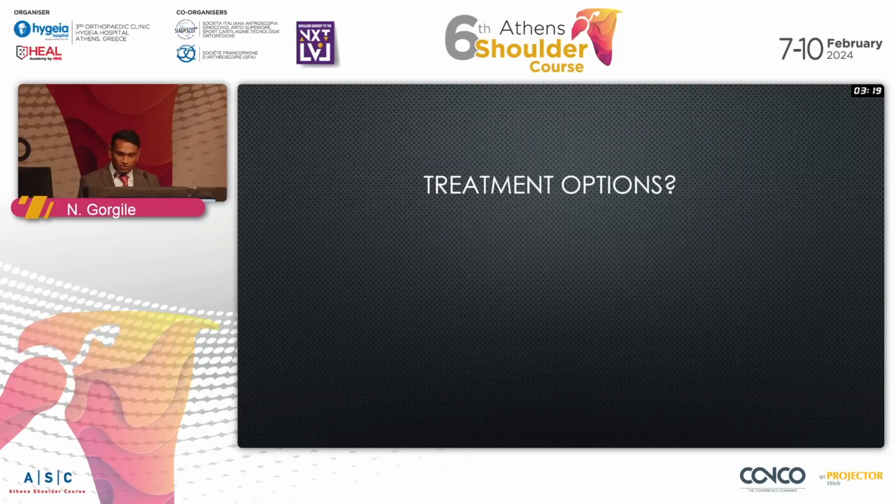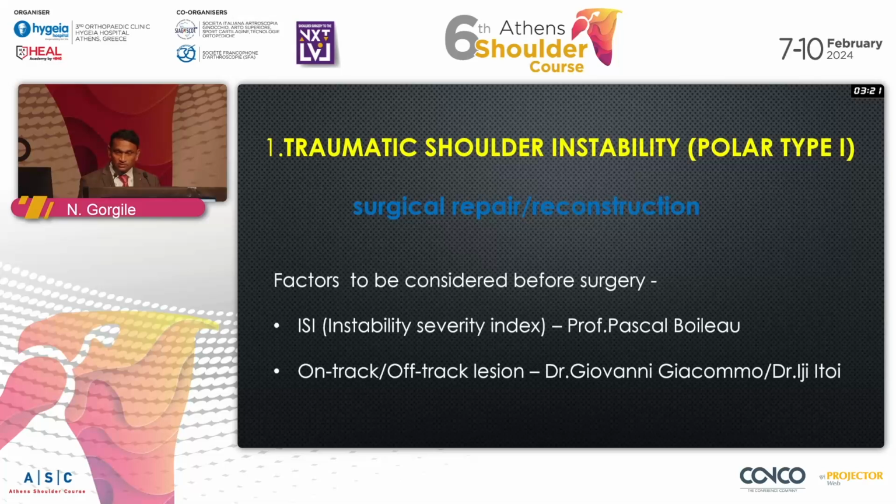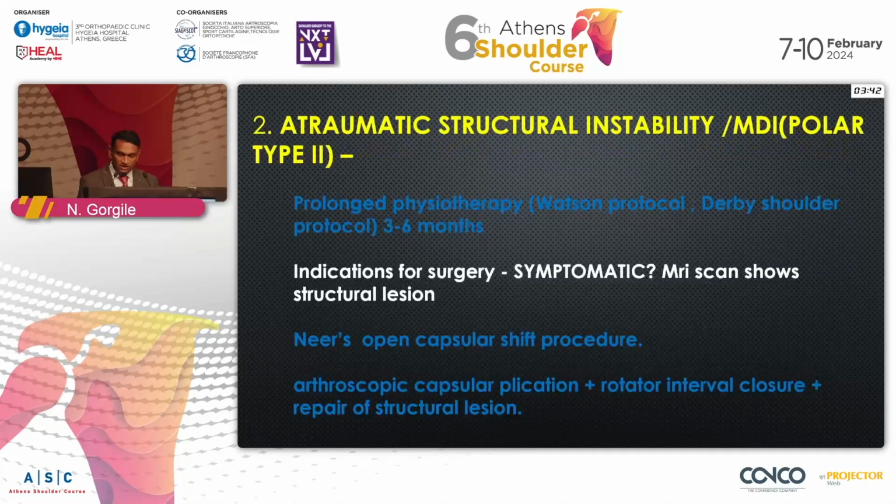So what are the treatment options? As far as Polar type 1 is concerned, surgical repair or reconstruction of the soft tissue and the bone is very important. But it is very important to consider some factors before going for surgery. So I will look at the instability severity index, and also I will look at the on-track and off-track lesion before deciding the kind of surgery I want to do.